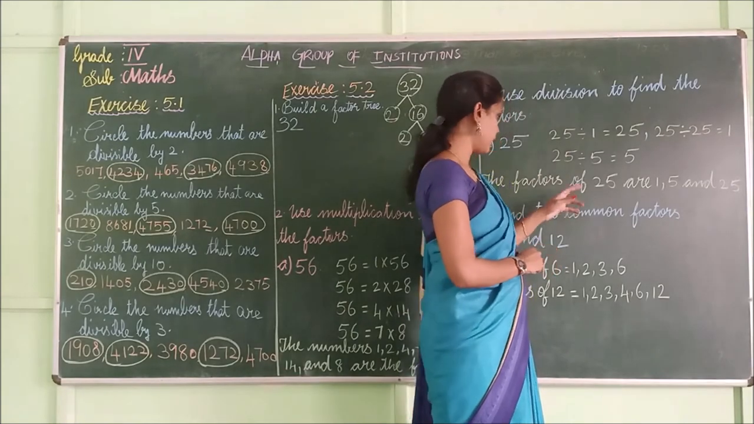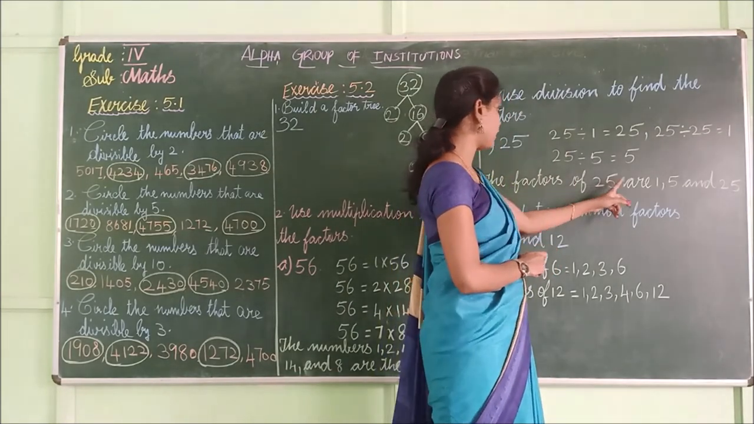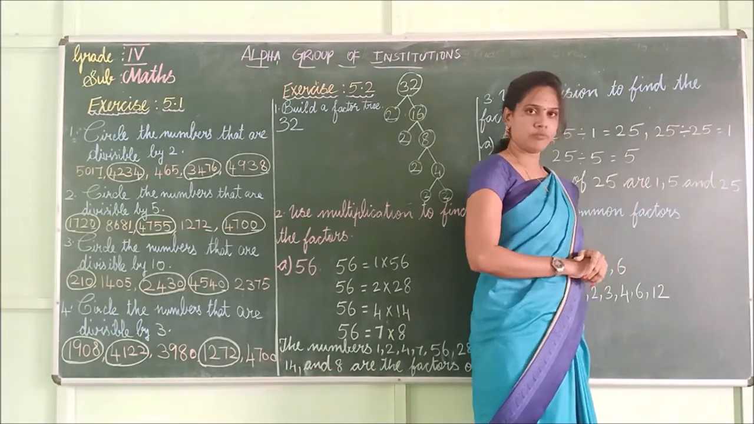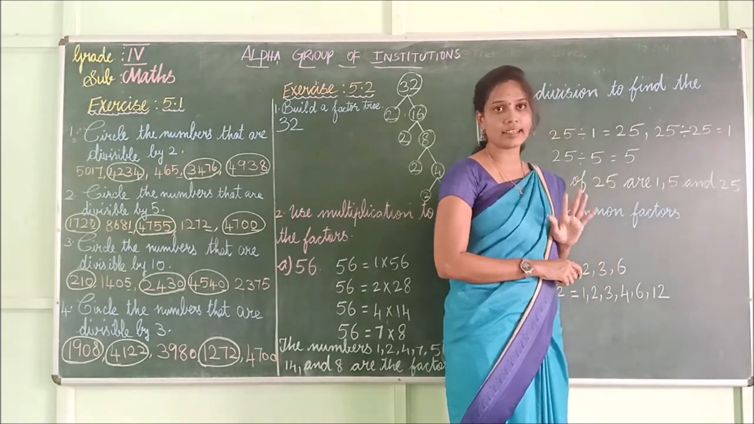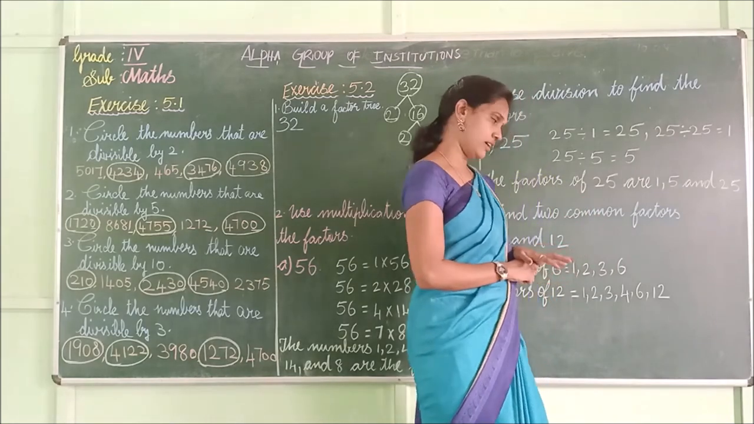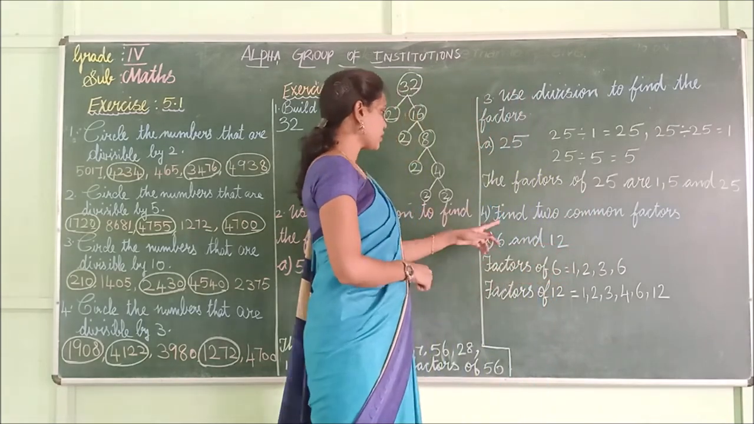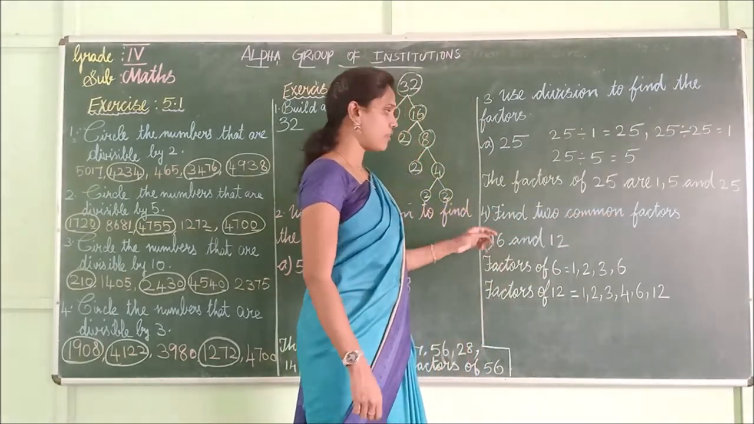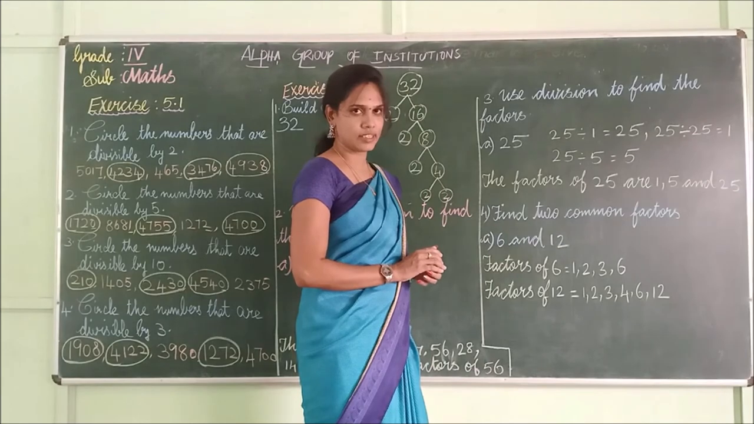Okay children, yes. So the factors of 25 are 1, 5 and 25. The numbers should exactly divide without leaving any remainder. Okay children, fine. Next one, find two common factors. So we have to find the two common factors.